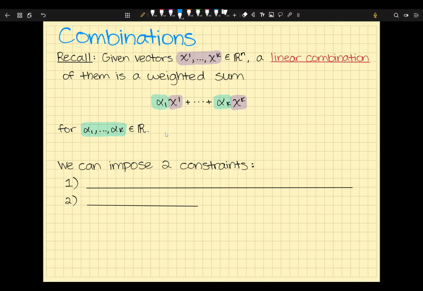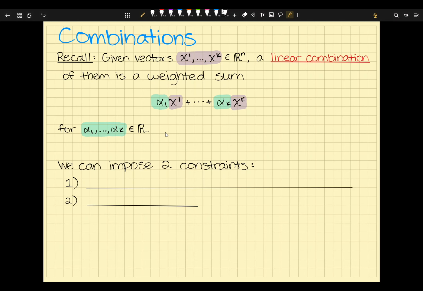The combination that we know the best is a linear combination. Given a set of vectors, a linear combination is just some weighted sum of these vectors. So if x1 through xk are our vectors, and we have scalars alpha 1 through alpha k, then alpha 1 times x1 plus all the way through alpha k times xk is a linear combination. These alphas are weights. If alpha 1 is really big, then x1 has a lot of weight, and so the linear combination is going to be nearer to x1.